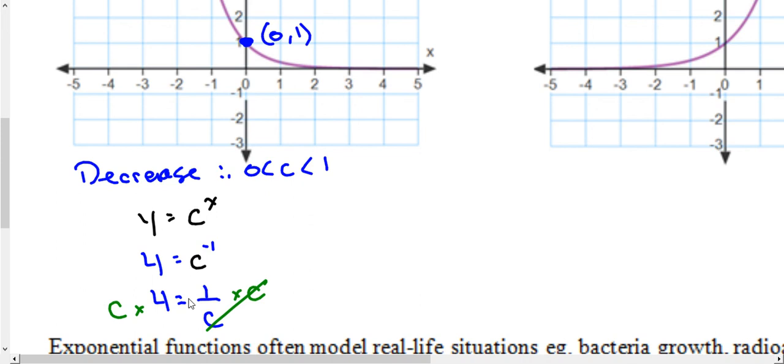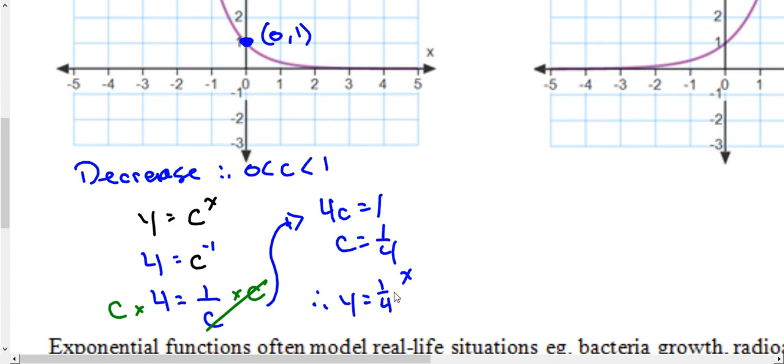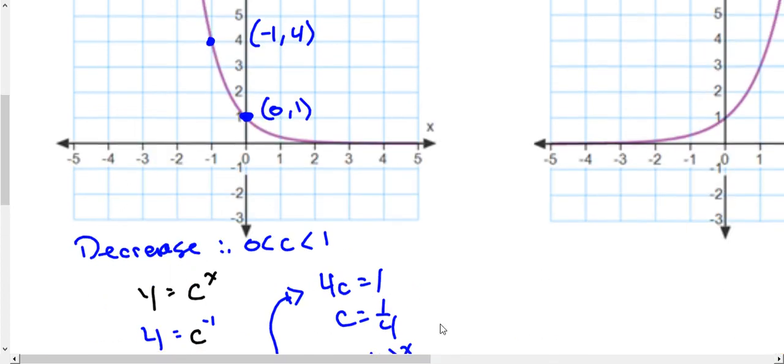This c and c will cancel. I'm left with 4c over here. So right now I have 4c equals 1, and of course I want to isolate for c, so I'm going to divide both sides by 4, so now I have 1/4. And again, double checking, does it fit this condition of between 0 and 1? Yes, it does. So most likely, therefore, our final equation is y equals 1/4 exponent x. And if you want, this quarter could be in brackets, and then that means that x is applied to both numerator and denominator.